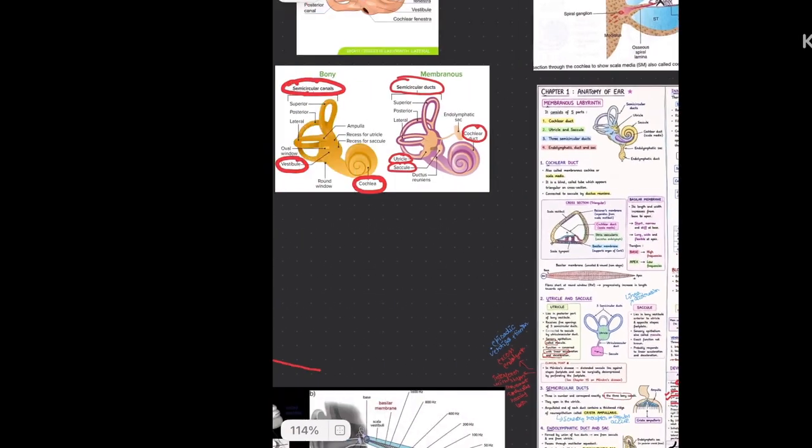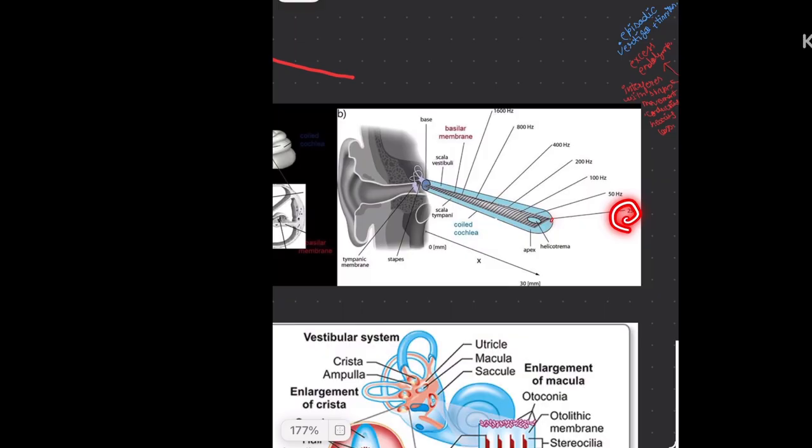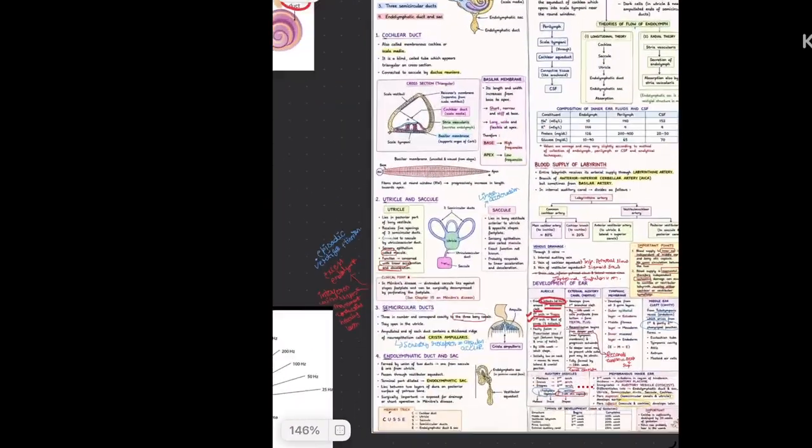Then let's talk about the basilar membrane. This is the basilar membrane. It looks like this. The base is narrow and stiff, and the apex is flexible and wide. And this base will have high frequency, around 16,000 hertz, but the apex will have low frequency. This is about the basilar membrane.